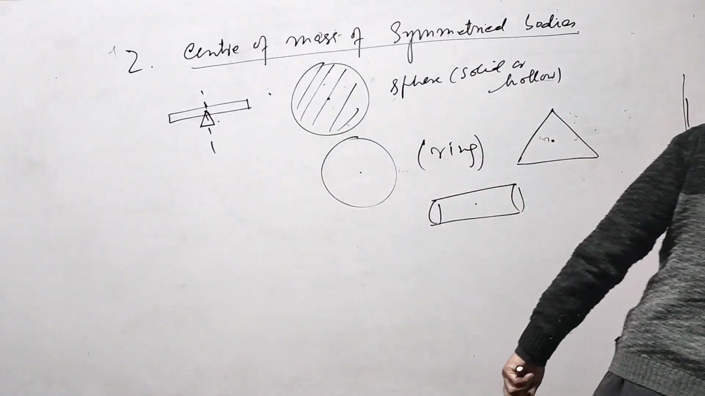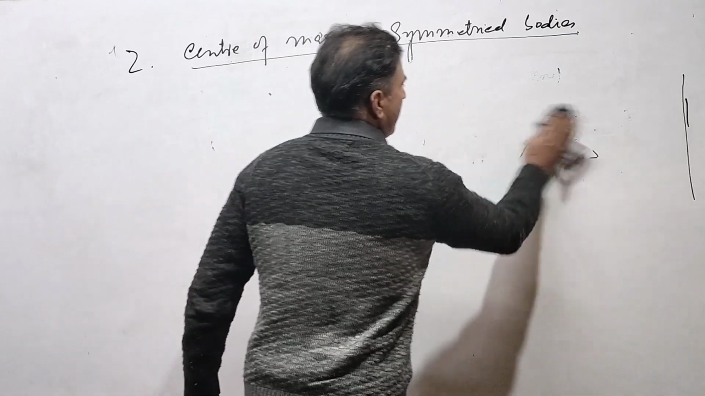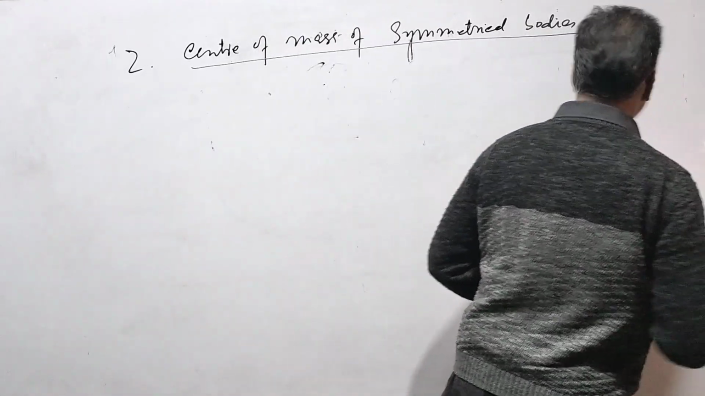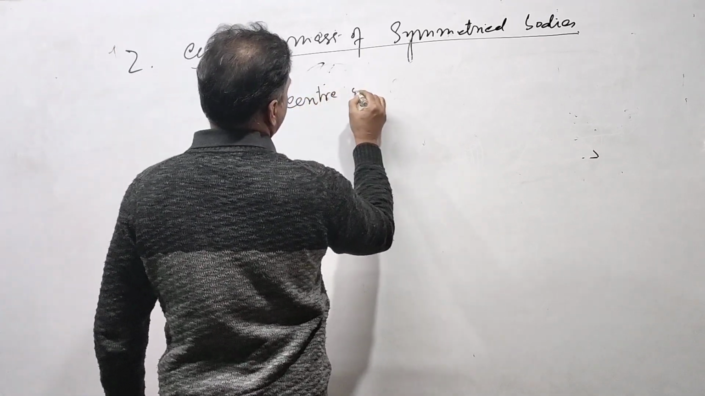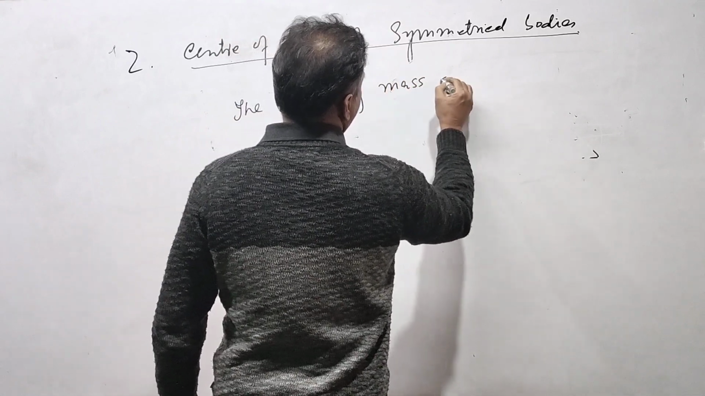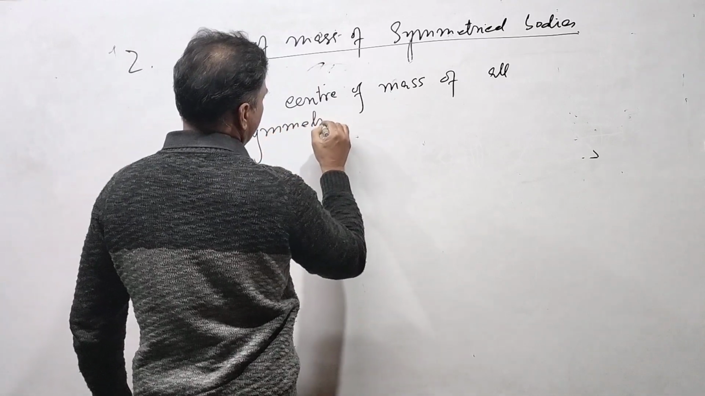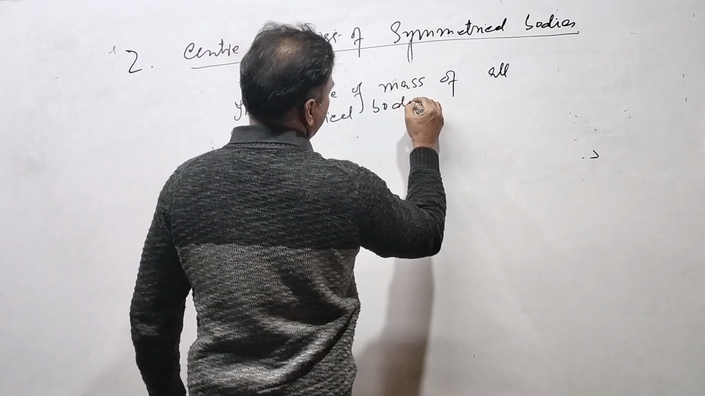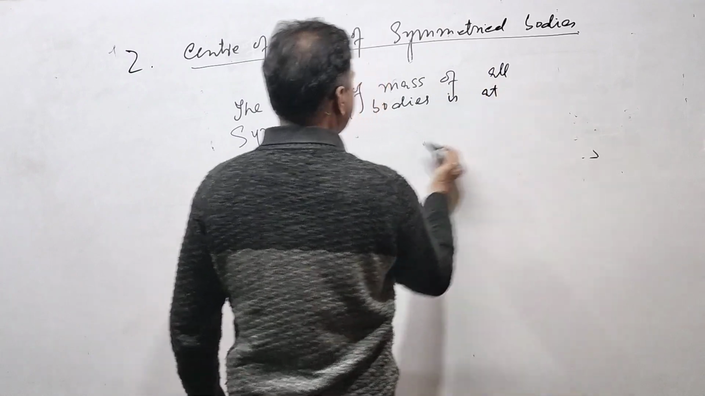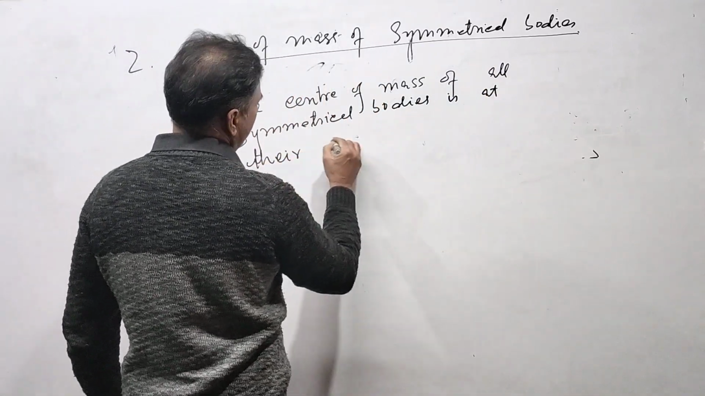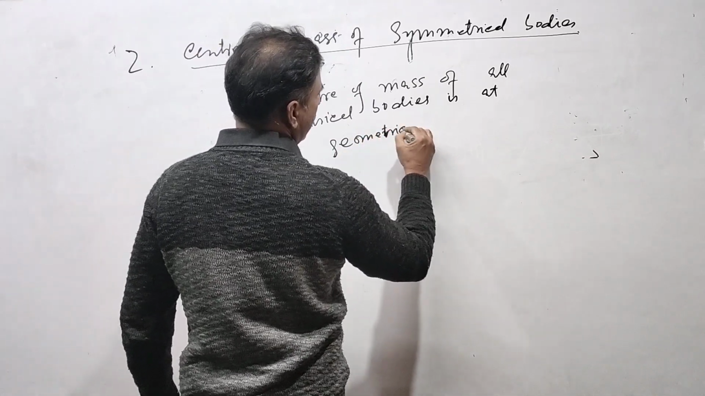I will write it down. The center of mass of all symmetrical bodies is at their geometrical centers.